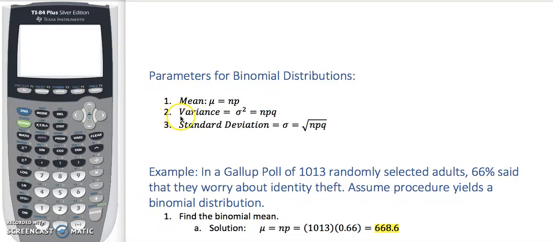The second parameter is variance, which is equal to sigma squared. And to calculate that, it's n times p times q. And remember, q is your probability of failure.